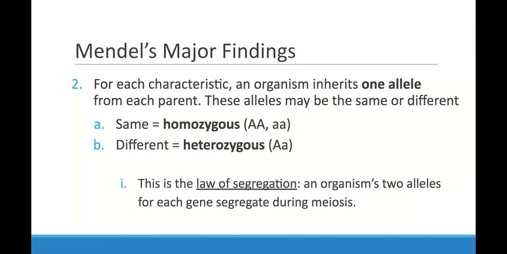If an offspring is homozygous, we would write its alleles like this, using either two capital letters or two lowercase. That represents that offspring has two of the same allele for that gene. If the offspring has two different alleles, we would write it as one uppercase letter and one lowercase. So that would mean that the offspring has two different alleles for that particular gene.